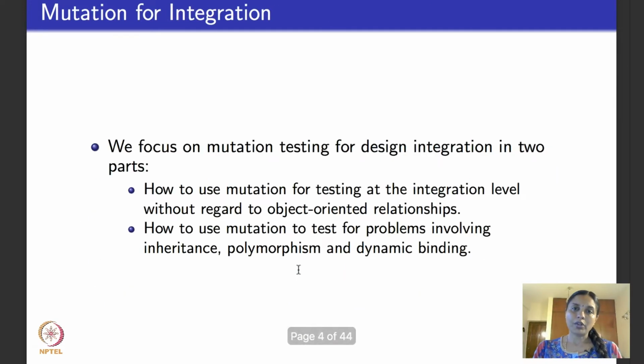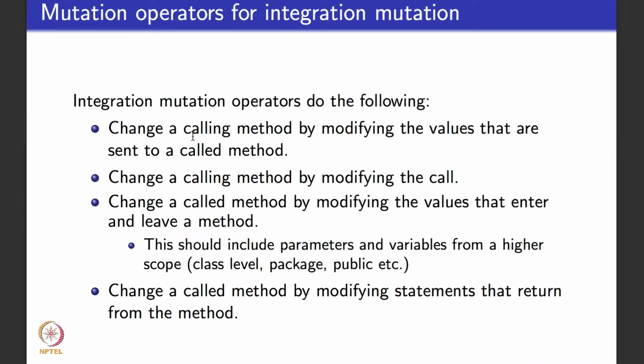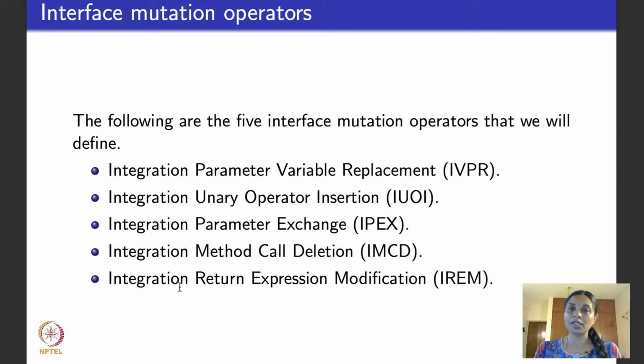In the first part of this, which I taught in the last lecture, I introduced you to generic mutation operators, which talked about changing a calling method in more than one way. We discussed these 5 different generic mutation operators that could be done for integration testing for almost every programming language that supports procedure calls or method calls.